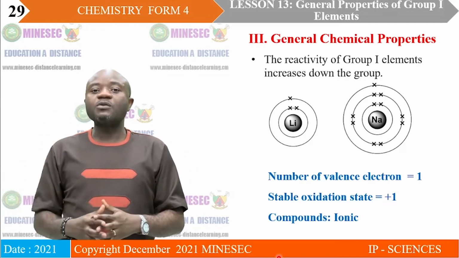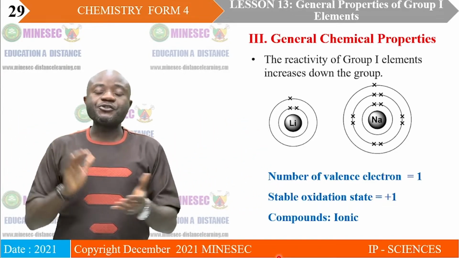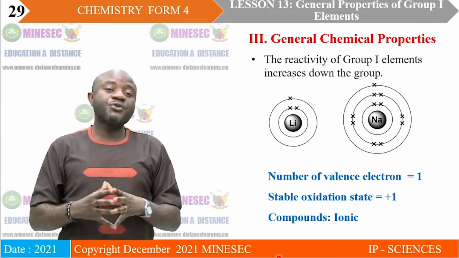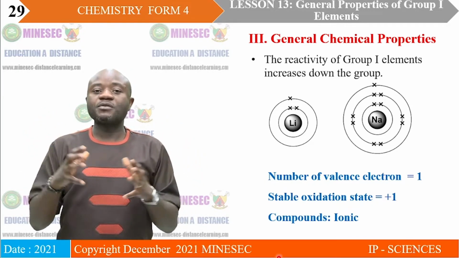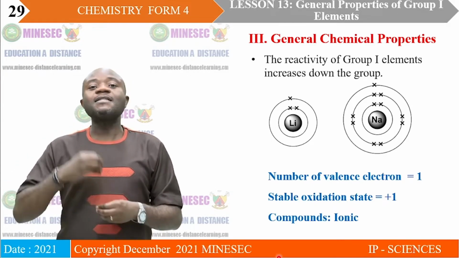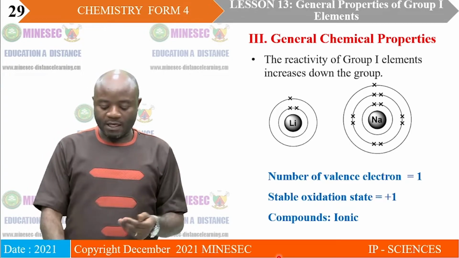And as you move down the group, given that the size of the atoms increases, the attraction of the nucleus on this last electron gradually reduces. So as the size of the atom increases, this valence electron is easily lost. So the reactivity of the group 1 elements increases.